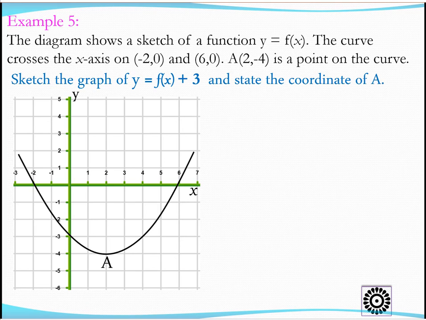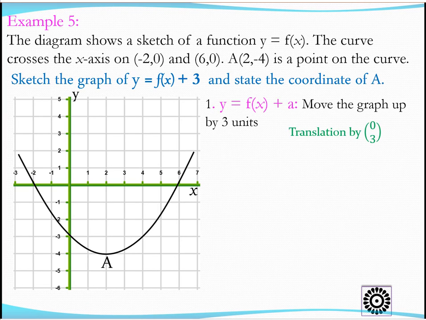Example 5. That's translation. F of x plus 3. So that means shift the graph up 3 units. Simple as that. Or you can just add 3 to each of the y coordinates. Move it up 3 units. So each y coordinate will have to go up by 3 units. That's one way of doing that.